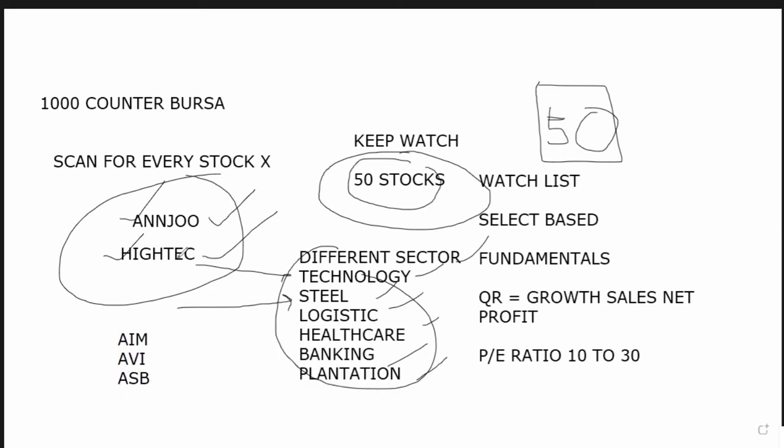Right, this kind of stock, AIM, AVI, ASP, suddenly just pop up from the screen. Wow, bullish. I don't know what stocks these are. I don't know the history, I don't know the fundamentals, I don't know what the news or sentiment is. I don't know what's going on with this. Suddenly you jump out like that. Even the trade is very high. I don't know what's going on.